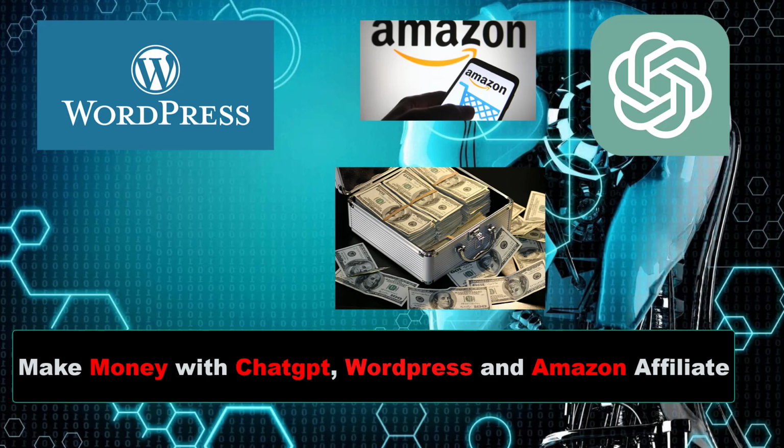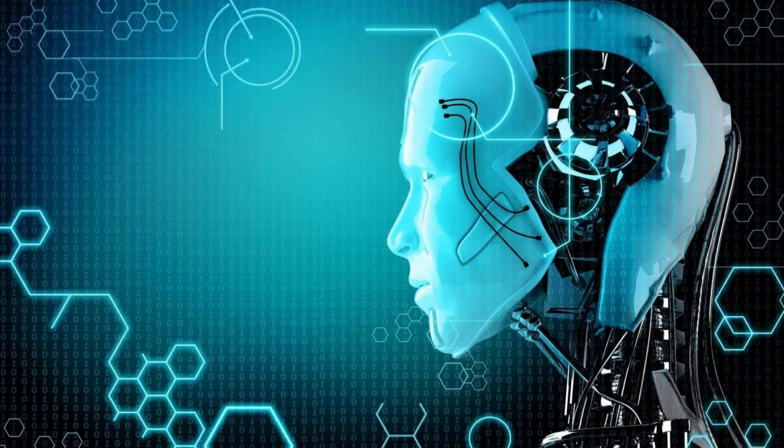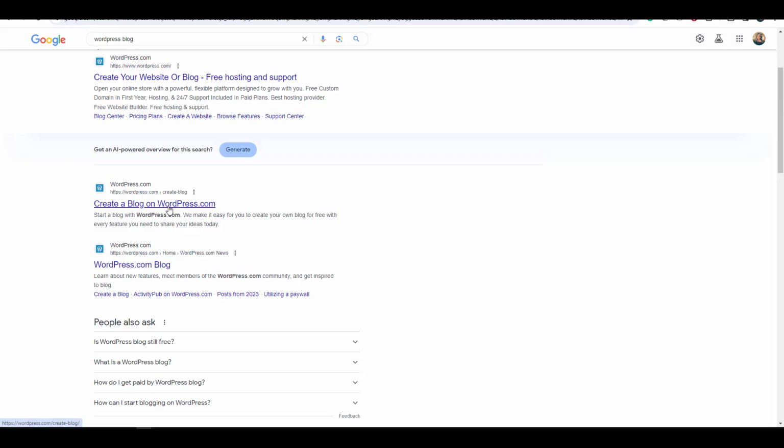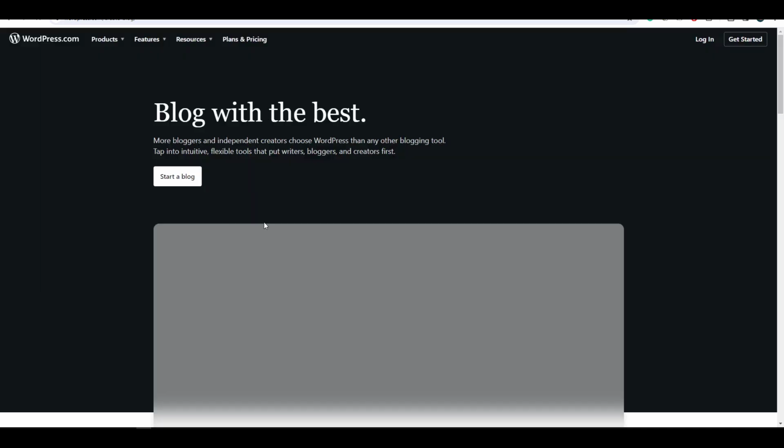In this video, I will be showing you how to make money using ChatGPT, WordPress and Amazon affiliates. So let's get started. The very first thing you'll want to do is to navigate into Google and find the WordPress blog creation section. If you click on that, you'll be navigated into the main interface of WordPress where you can log in and start creating a blog.